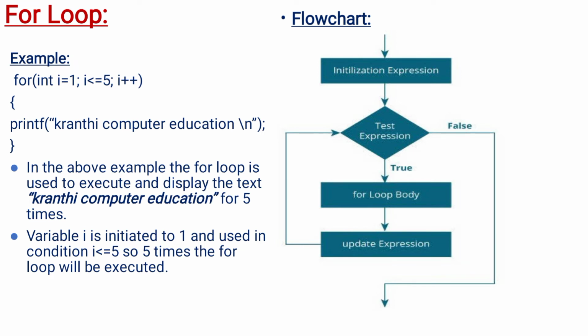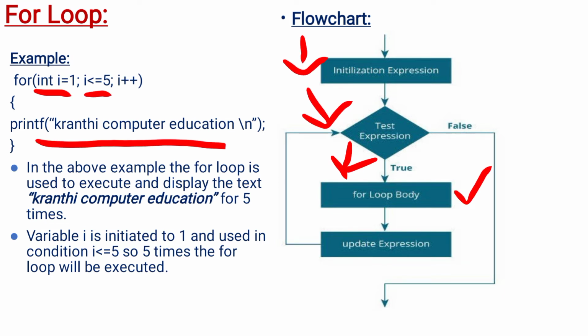Let's see. First, the variable initialization expression we have to write. So this is the variable initialization expression. Next, the control comes to check the condition. This is the condition here. If the condition is true, then the for loop body will be executed. So this is the body of the for loop. The body of the for loop will be executed only if the condition is true.